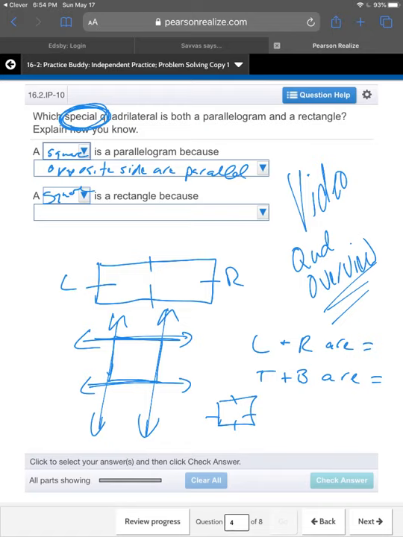A square is a rectangle because opposite sides are equal or congruent. Remember, you're going to see the word congruent. Equal and congruent mean the same thing.